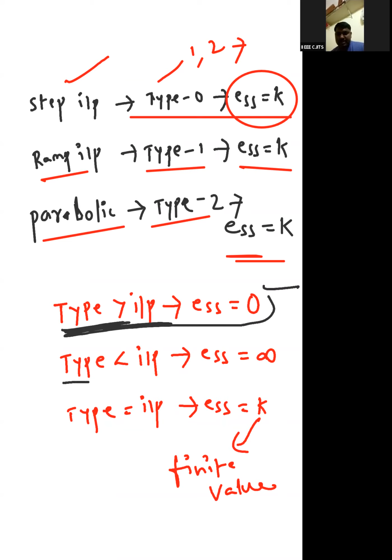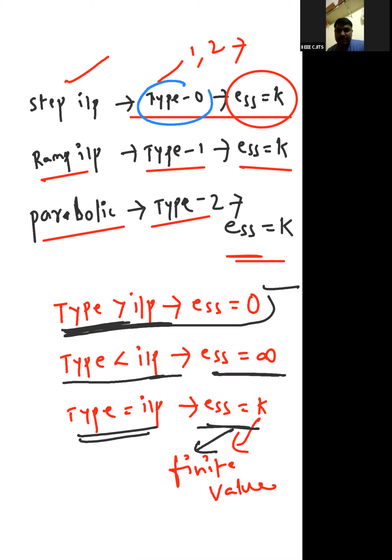If the type is less when compared to the input, the steady state error will come to infinite. So when the type is equal to the input, the steady state error will come to some finite value. It may be some value like 0.1, 0.2, or 5. But observe here: type 0 we calculated only for the step input, type 1 for the ramp input, and type 2 for the parabolic input only.